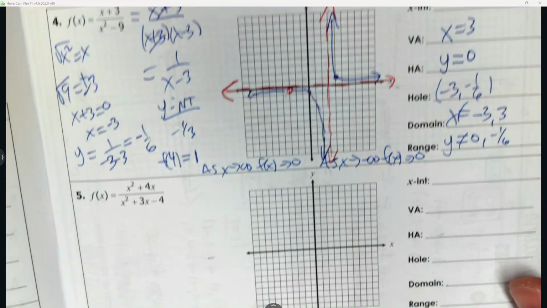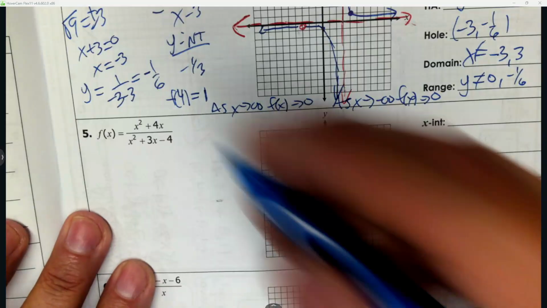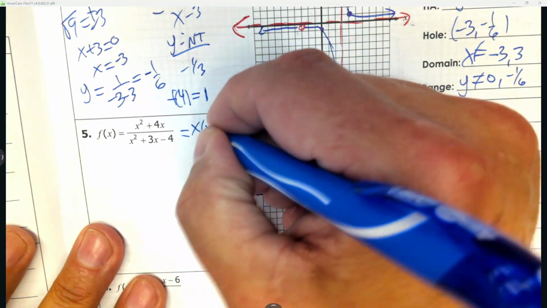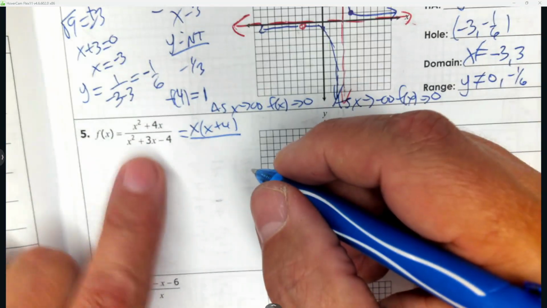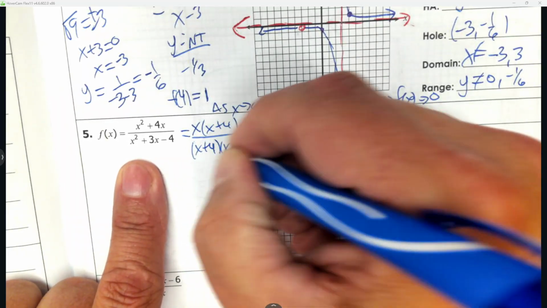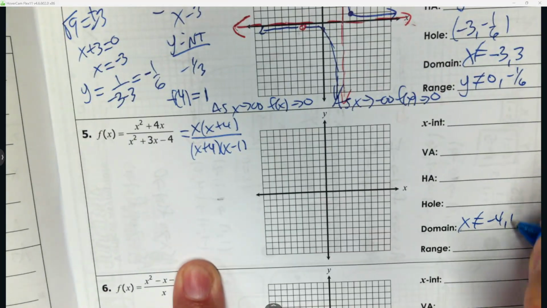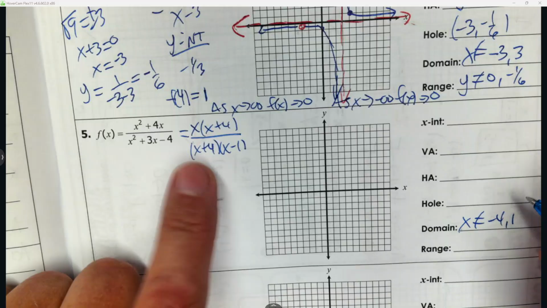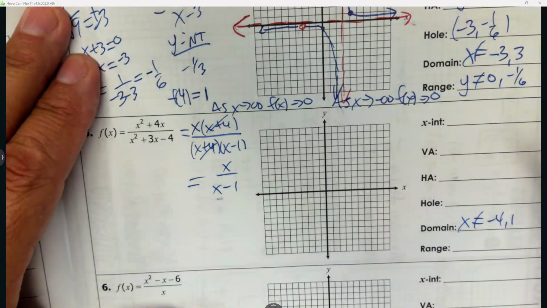All right, a few more left here. We're almost there. Number 5. We're going to factor it. So we're going to factor out an x. This is a simple one-step diamond, positive 4 and negative 1. So the two numbers x can't be are negative 4 and positive 1 from the denominator. These cross out. It leaves me with x over x minus 1.